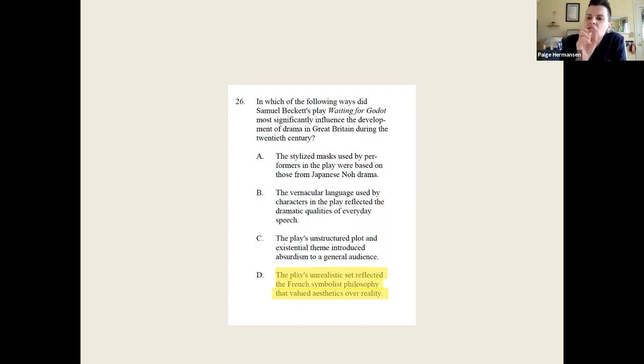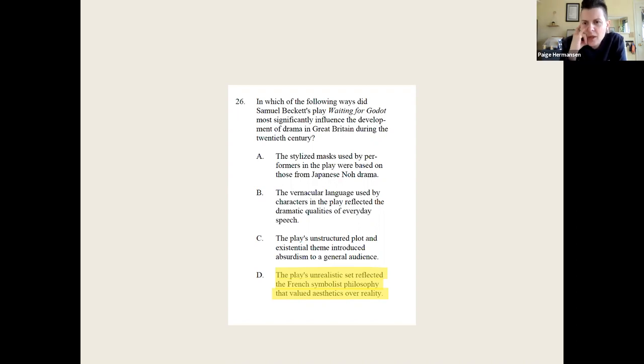So let's look at these two options and see if we can pick one of them that is either too specific, that we know is wrong, or has that too brainy, too far out there type of quality to it, right? B says the vernacular language used by the characters in the play reflected the dramatic qualities of everyday speech, or C, the play's unstructured plot and existential theme introduced absurdism to a general audience.